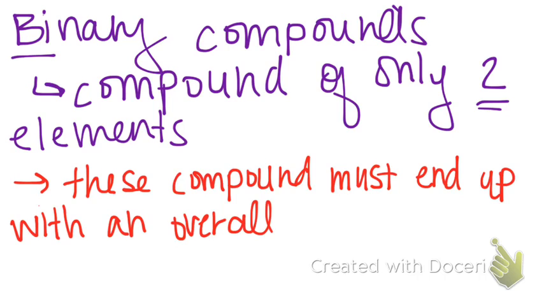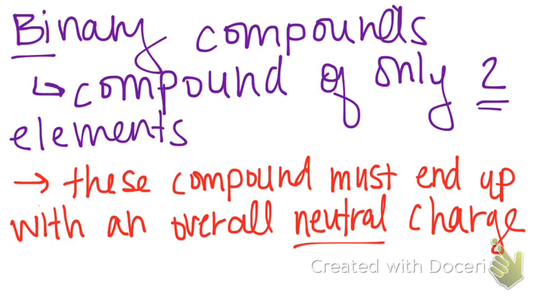Actually, all ionic compounds, but we're just starting with binary. All ionic compounds have to end up with an overall neutral charge. So what numerical value goes with neutral? 0. Okay, they have to end up with a neutral charge, or a charge of 0. And so I'll show you what that looks like here in just a second.